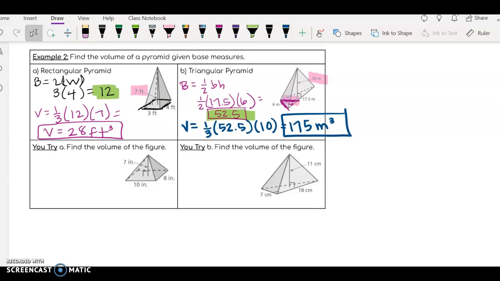So for right now, I want you to pause this video and do the pyramids on your own. And then when you are done solving both those problems, hit play and then check your answers with mine.